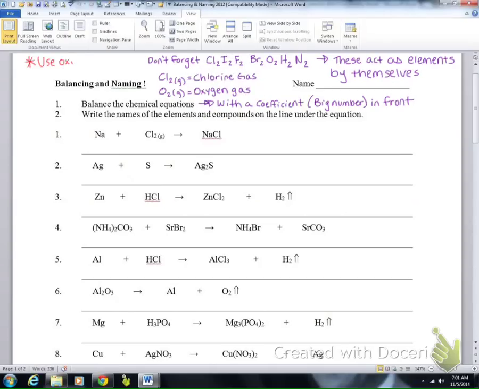And then another important thing to remember is to use oxidation numbers to help figure out the Roman numerals, if you don't remember them, when you're naming. So let's do some examples here. We're going to balance chemical equations.